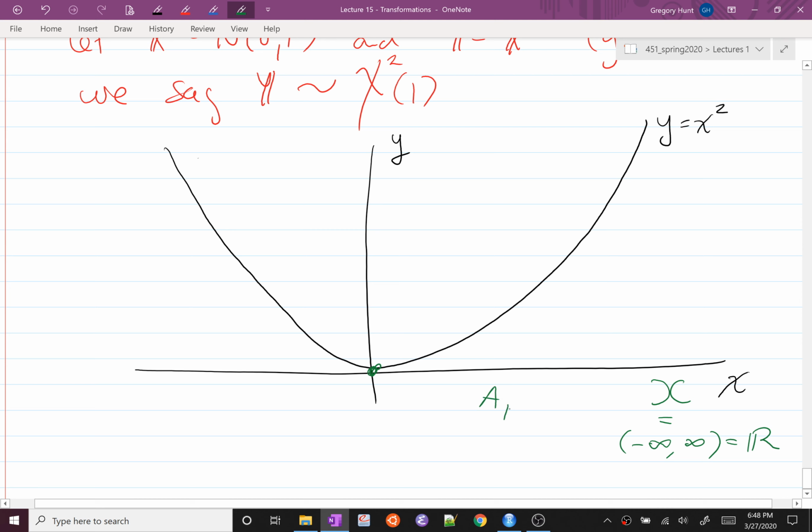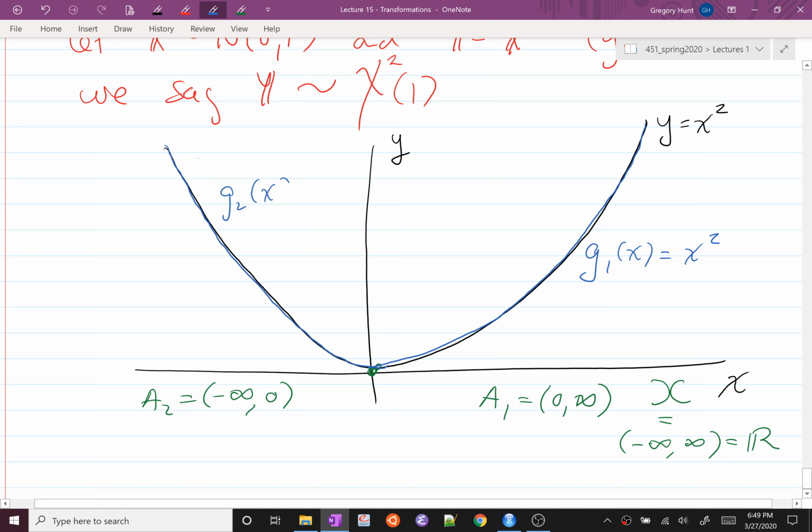So let's say A1 is just the set 0 to infinity, and A2 is the chunk negative infinity to 0. I don't really have to care if I include 0 or not. It's a continuous random variable. Any individual point won't contribute any probability, so include it in one or the other or none. It doesn't really matter. On each of these 2 chunks, I'm going to define my 2 functions. So on A1, I define g1 of x, which is x squared. And on A2, I define g2 of x, which is also x squared. Okay.